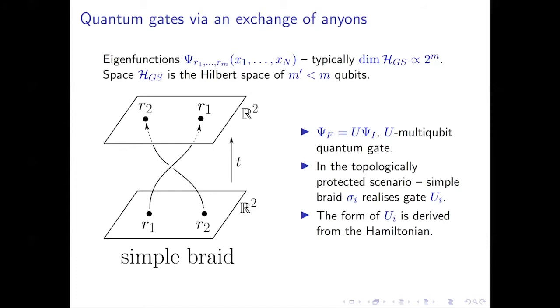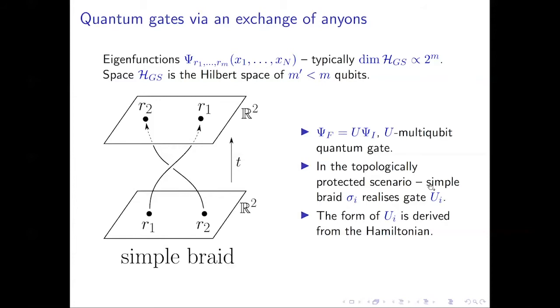Now, at the moment it's still not clear how to map qubits to this ground space, but I'll make it clearer when I talk about Majorana fermions. But so far it's still quite abstract. And now in the topologically projected scenario, this gate does not depend on how exactly I do this exchange. So I can deform those world lines as I want in a continuous way.